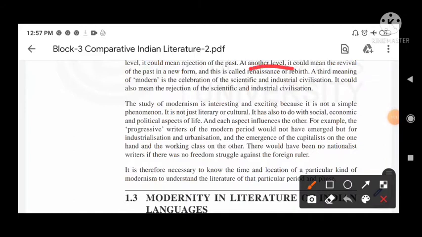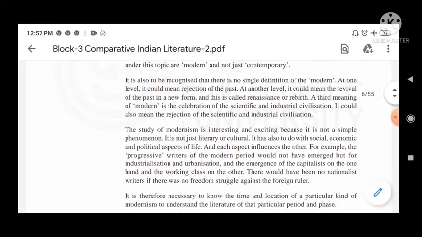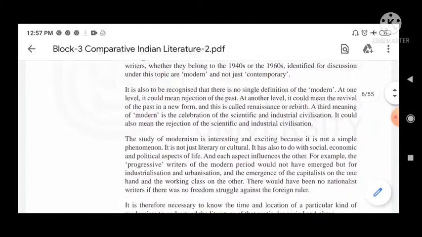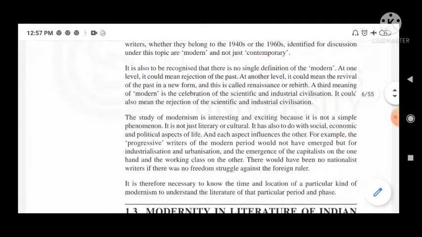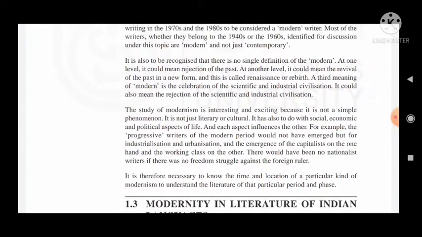At another level, it could mean the revival of the past in a new form, and it is called Renaissance, or rebirth. A third meaning of modern is celebration of scientific and industrial civilization.